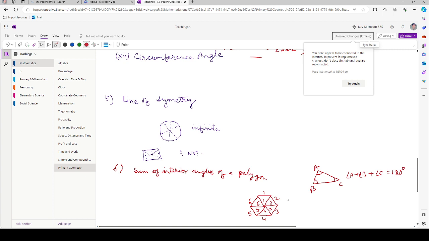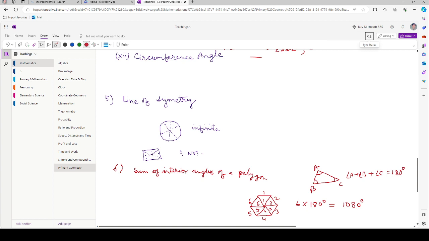So the sum of all angles in this figure is equal to 6 into 180 degrees, because there are six triangles and each triangle has an interior angle sum of 180 degrees. So the sum of all angles in this figure is 6 into 180 degrees, that is 1080 degrees.